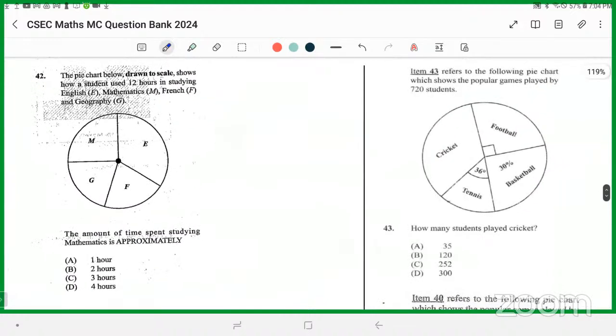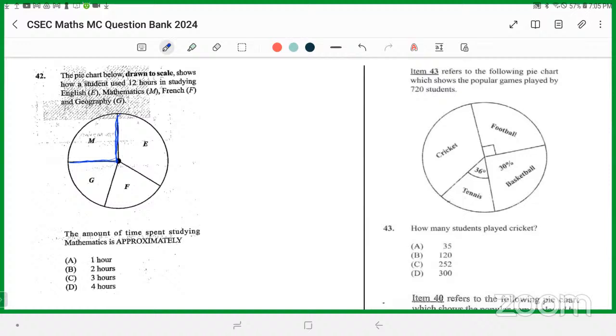This question says the pie chart below shows how a student used 12 hours in studying English, math, French, and geography. The total time is 12 hours. What is the amount of time spent approximately studying math? So math here looks like 90 degrees. It's about a quarter of the time, looking at it.